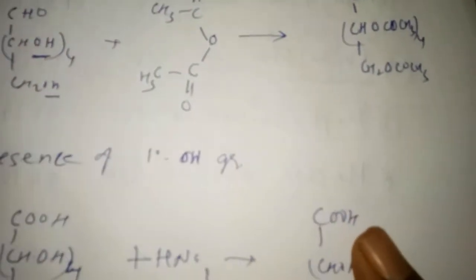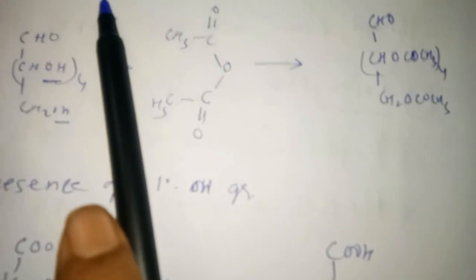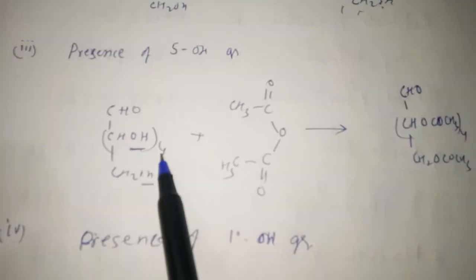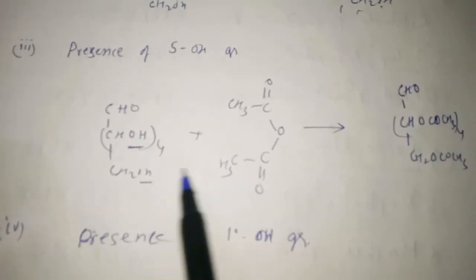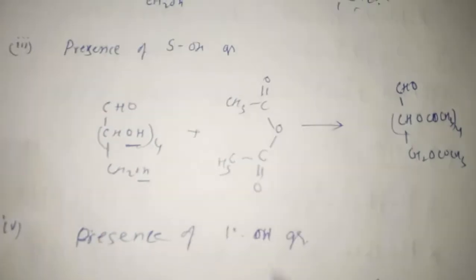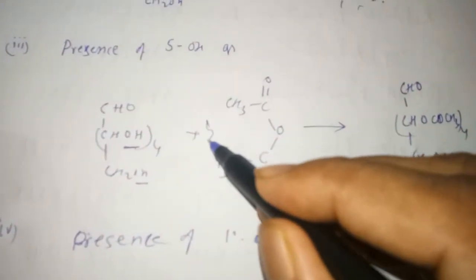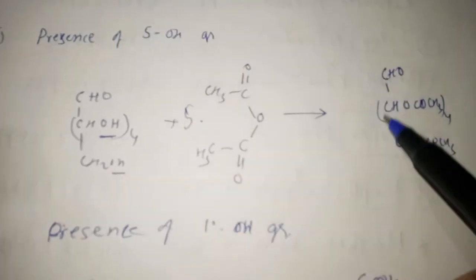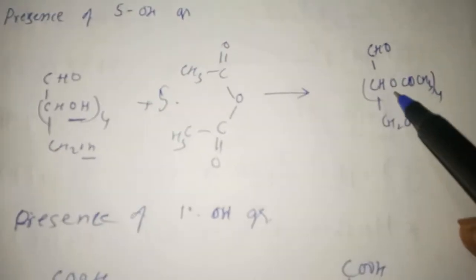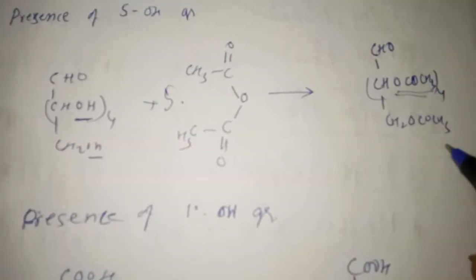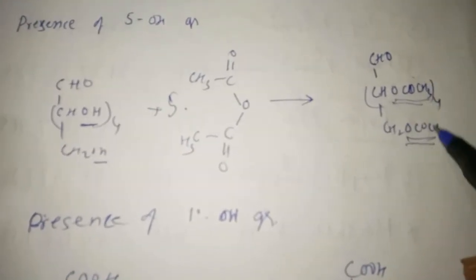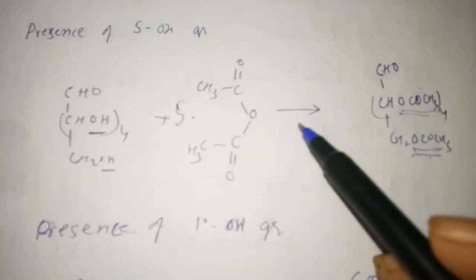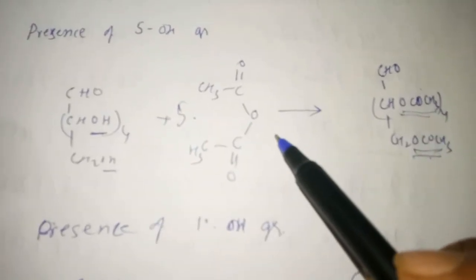Next one is the presence of 5 OH groups. Now this is glucose, this is the 4 OH groups and 1 OH group. How to prove the 5 OH groups? You react with acetic anhydride. You have to take 5 molecules of acetic anhydride. 4 molecules of acetic anhydride attach to these, and 1 molecule attaches to this one. The 5 molecules are utilized. So by this we can say that it contains 5 OH groups.